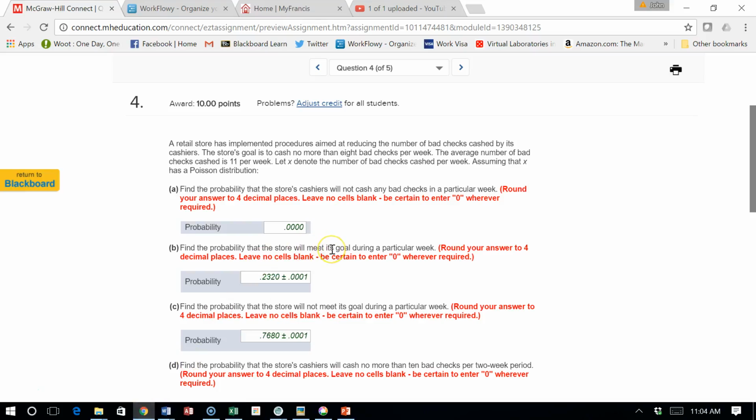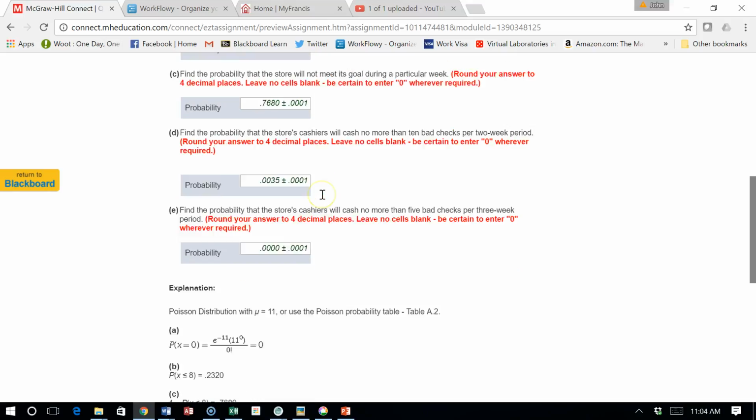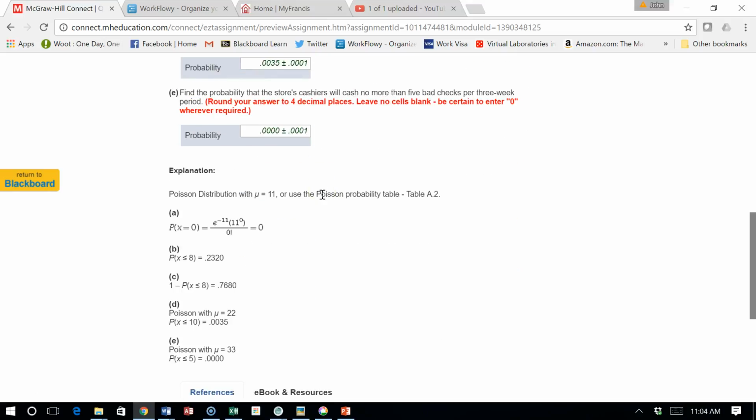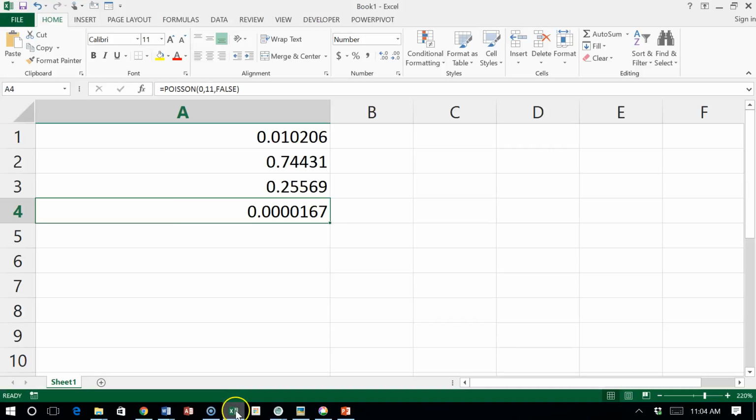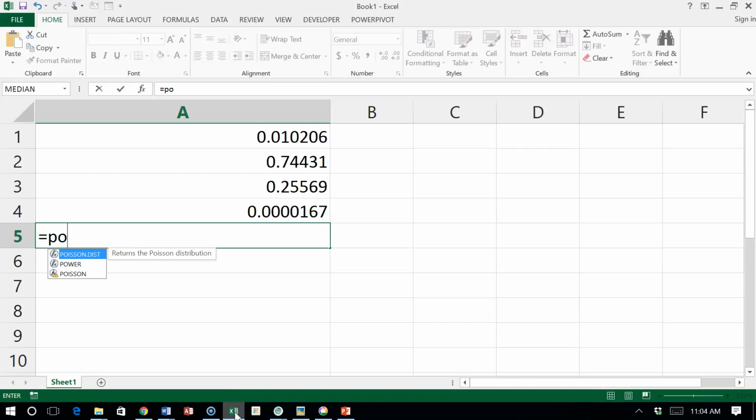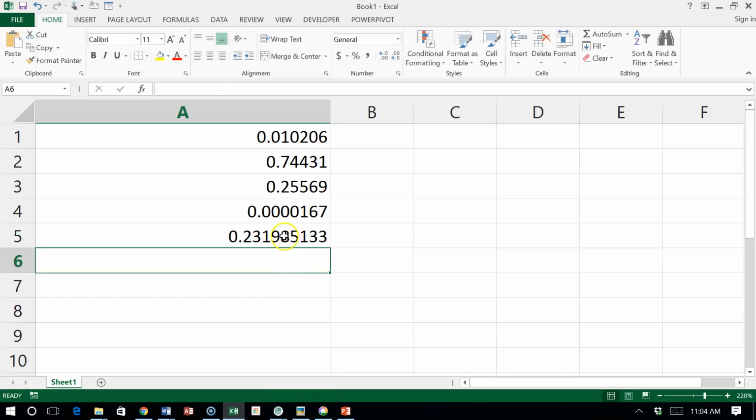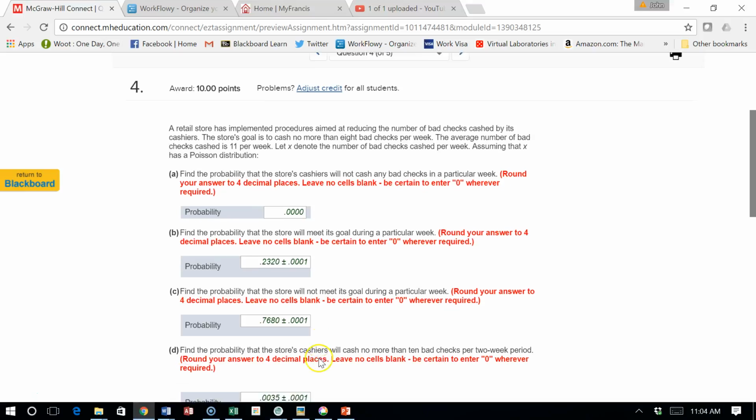Let's look at the next one. Find the probability the store will meet its goal during a particular week. The store's goal is to cash no more than 8 bad checks. So we're looking for the probability of X being less than or equal to 8. So we're going to say Poisson dist, 8, 11, true, because 8 or less, that's definitely cumulative. That gives us 23.20%, and that's our answer.